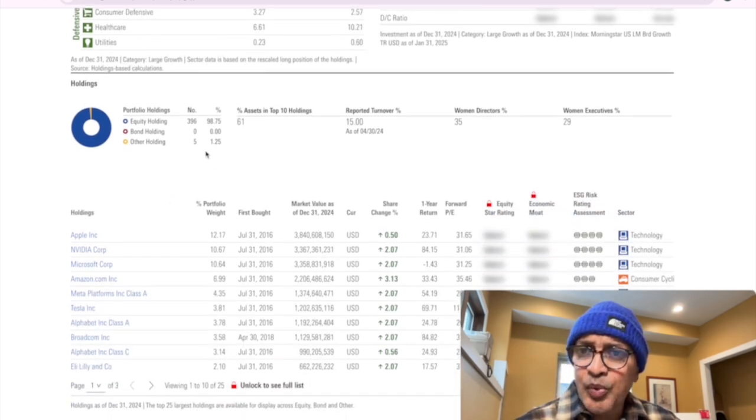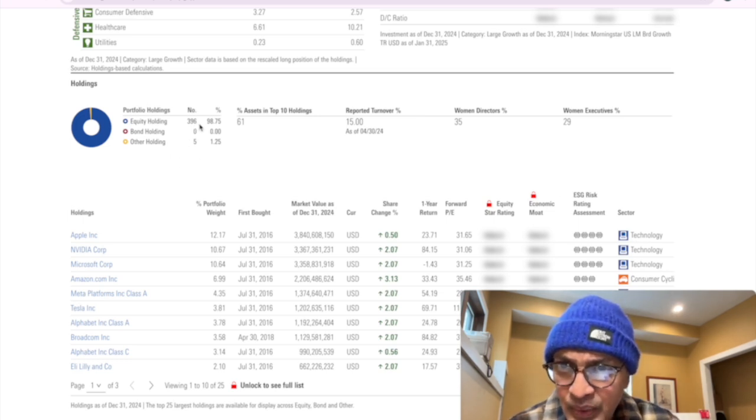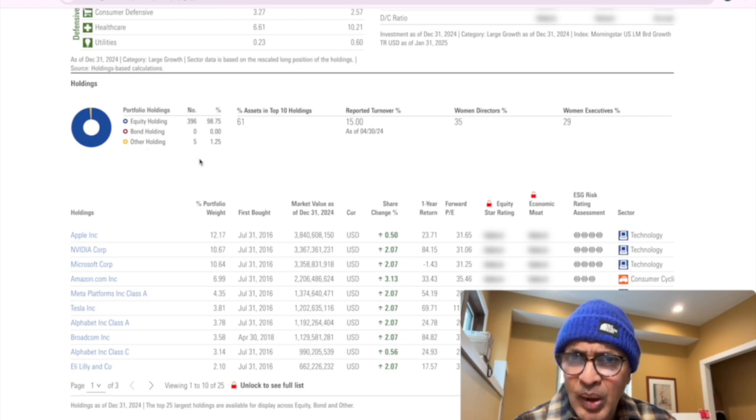Now comes the portfolio holdings, the equity holdings. How many companies does this fund hold? So this fund holds 396 in equity holdings. Bond holdings, absolutely none. Other holdings, they're not exactly classifying what it is. That is 1.25, which is almost nothing. So pretty much everything is in equity.